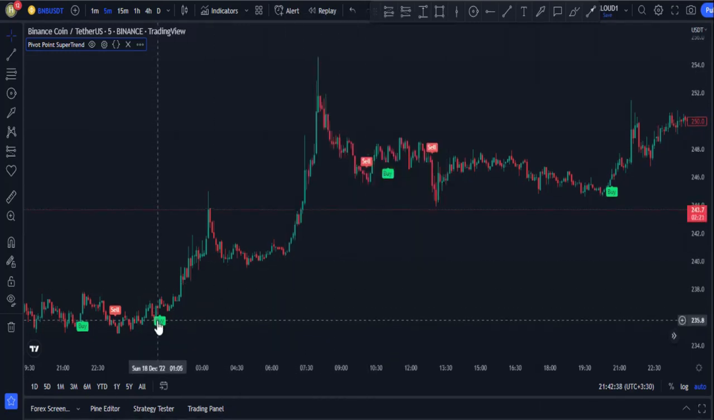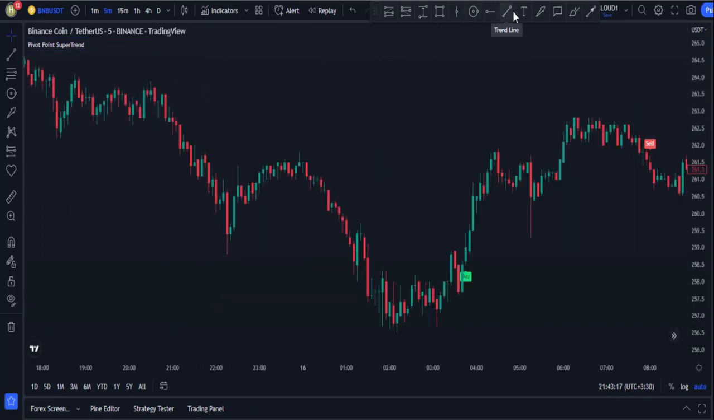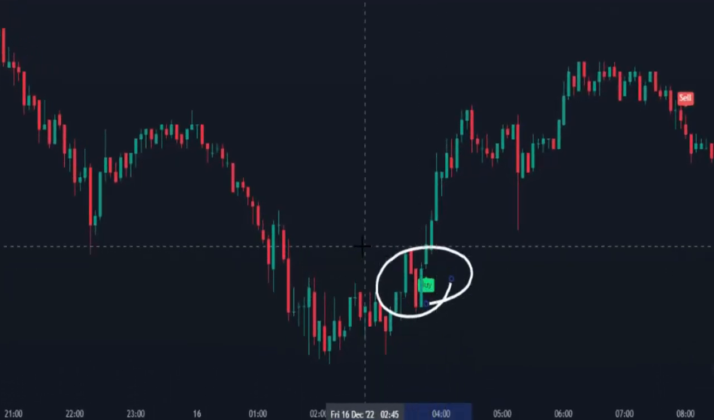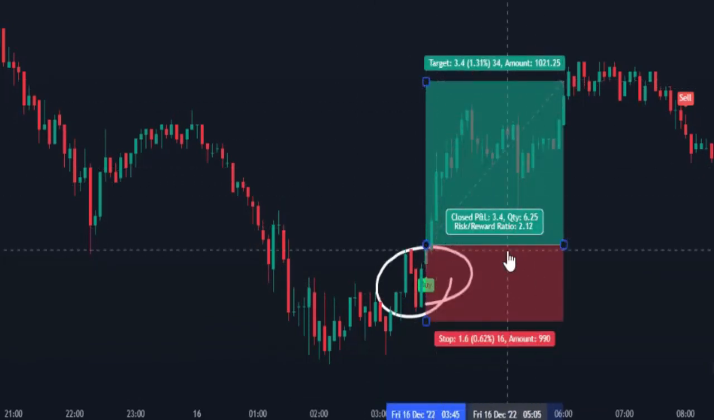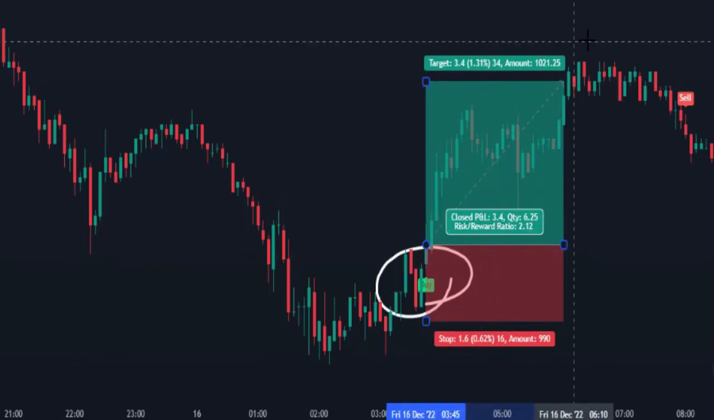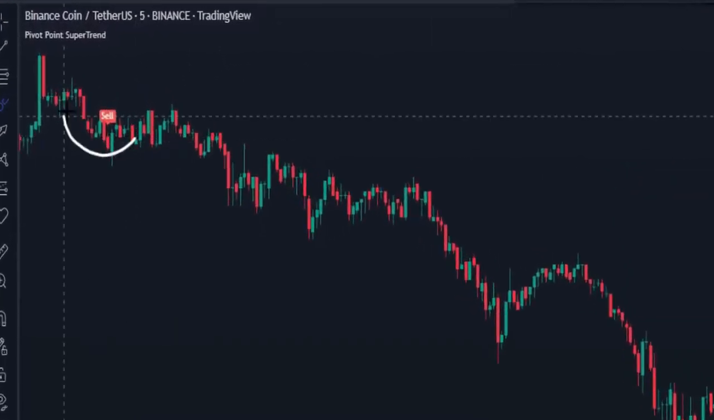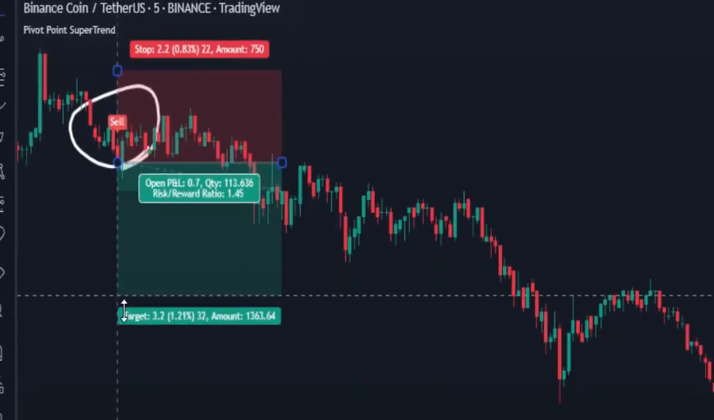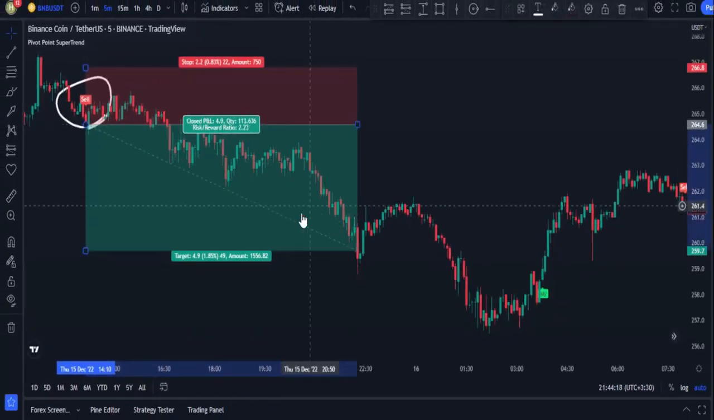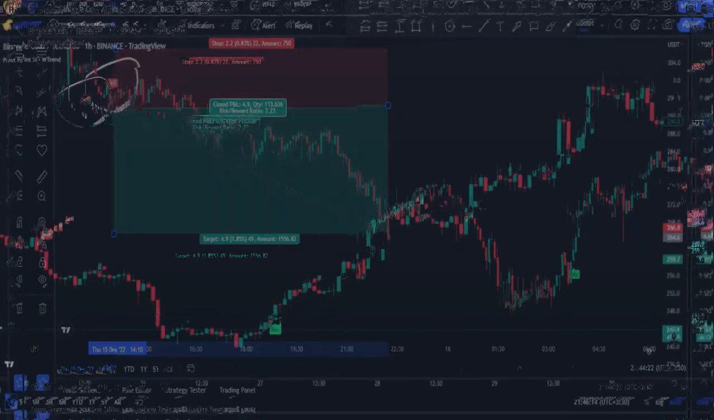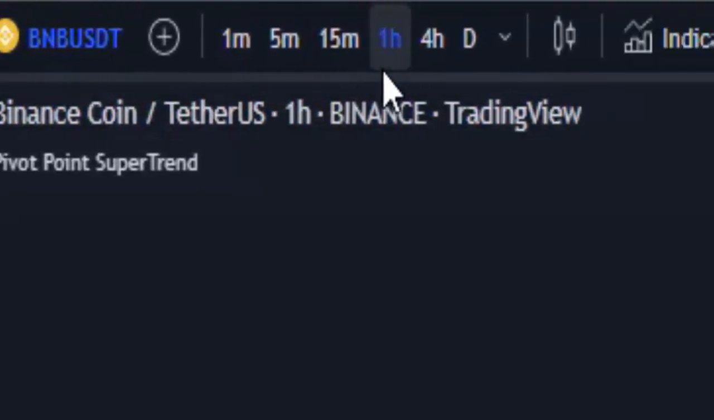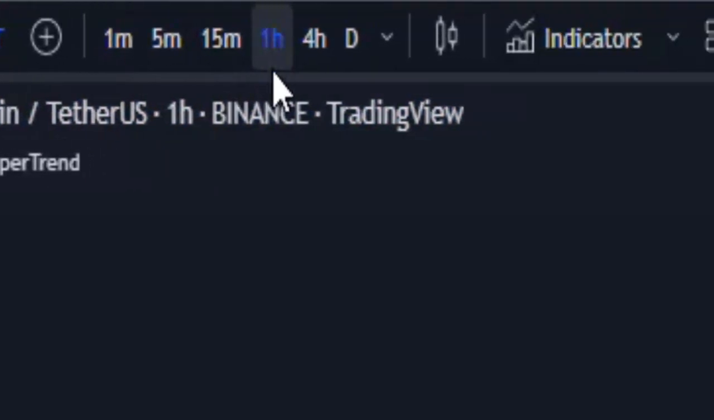As I said, this would be a super easy setup. So when you see a buy signal on pivot point super trend indicator, you can place a buy position. And when you see a sell signal on pivot point super trend indicator, you can place a sell position. Now let's see some examples on VNB 1 hour time frame to see how great this strategy works in the different chart and time frames.